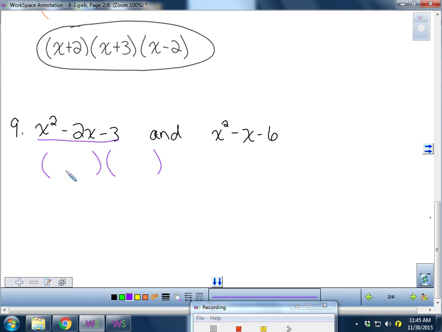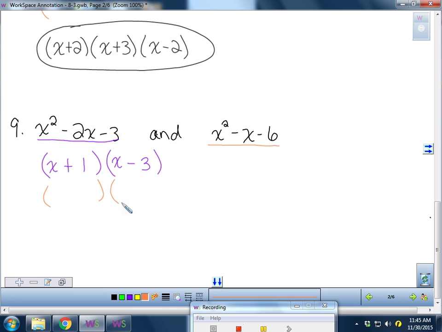Alright, so a minus in the back means 1 plus 1 minus. I'll have an x and an x. And what multiplies to make 3 and subtracts to make 2 would be 3 and 1. Since there's a minus in front, 3 will go with the minus. Then I'll factor this one right below it.